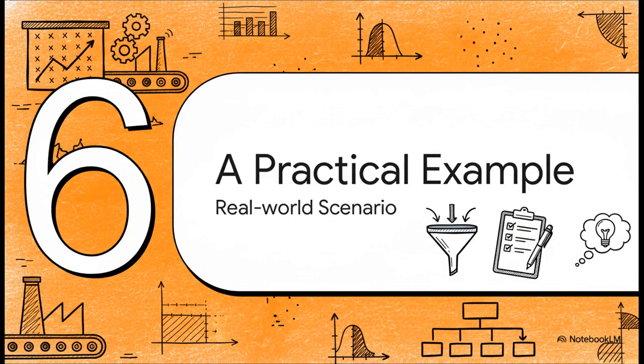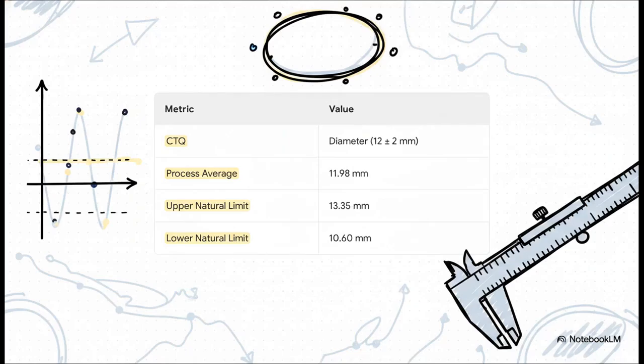All right, I think the best way to make this stick is to walk through a quick, practical example. Let's tie all of this together. Okay, so let's say we're manufacturing a part, and the critical to quality characteristic, the CTQ, is its diameter. The customer specification says it needs to be 12 millimeters with a tolerance of plus or minus 2. Now, we go and collect our own process data. We do the math, and here's what the voice of our process tells us. Our average is 11.98 millimeters, our upper natural limit is 13.35, and our lower natural limit is 10.60.